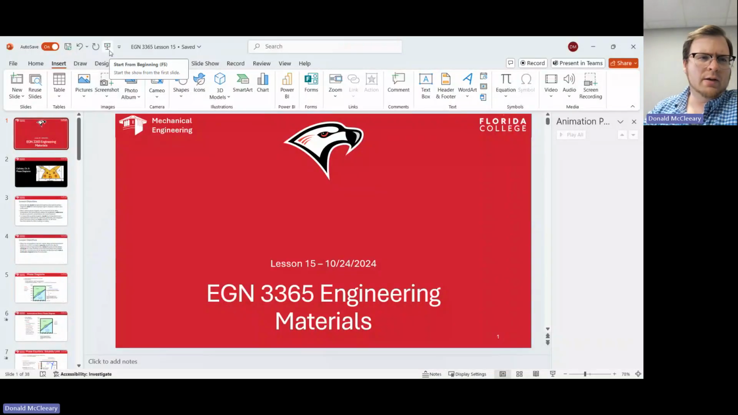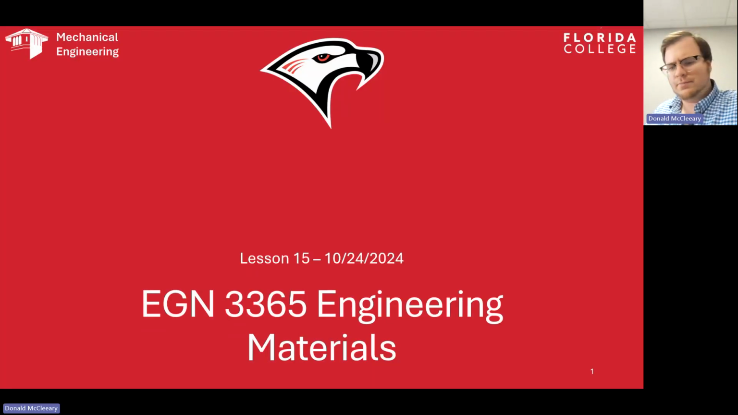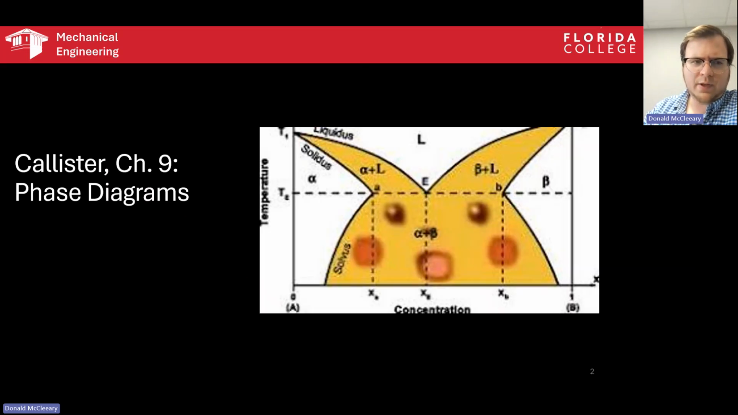Okay. Hey guys, I am going to go ahead and go through lesson 15 with you. Here we go. Should have full screen now. This will be our online asynchronous course to make up for the time that we lost due to Hurricane Milton. Thank you, Milton. And we're going to be talking about Callister Chapter 9, phase diagrams.